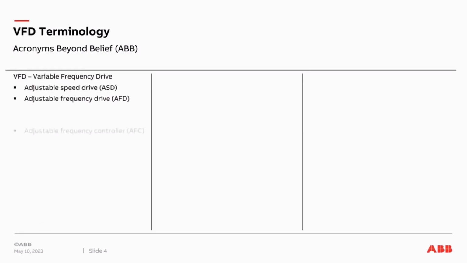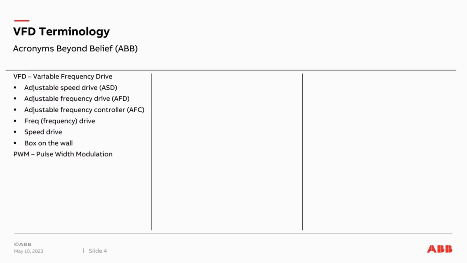VFD is a variable frequency drive, also known as adjustable speed drive, adjustable frequency drive, and so on and so forth. Sometimes it just gets called a box on a wall. Pulse width modulation is how we control a motor. dV/dt is a change of voltage over a change of time. IGBT is an insulated gate bipolar transistor.